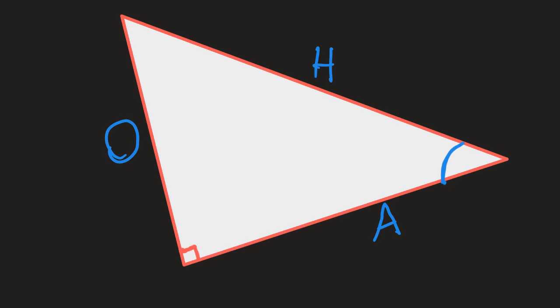Now instead, let's look at this angle over here. If you're looking for or were given that angle, the opposite would become our adjacent, and our adjacent would become our opposite. However, the hypotenuse will always be the same.